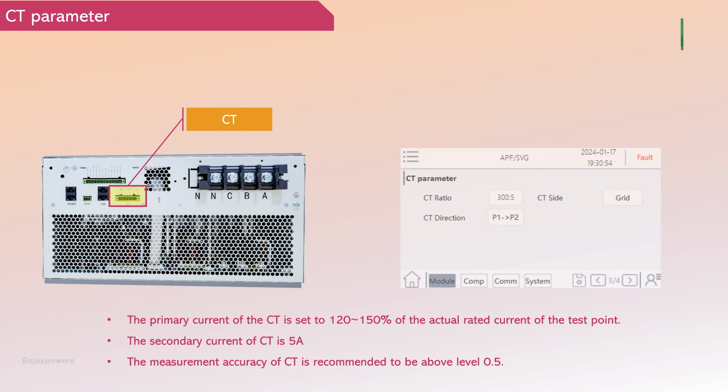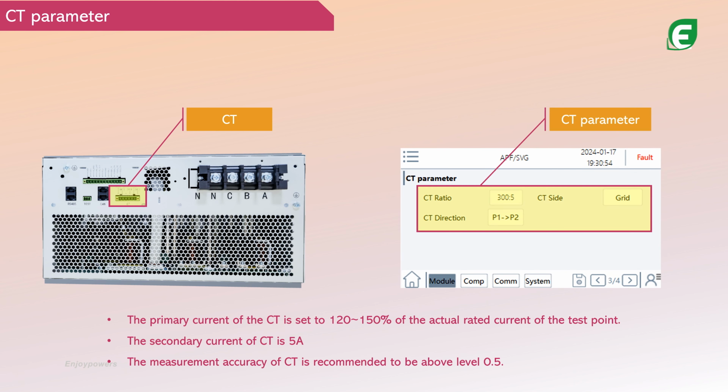In the HMI, you can set the CT ratio, the direction from P1 to P2, and whether the CT is installed on the power grid side or the load side. Please note, the CT's installation position must be accurate, and the CT phase sequence must not be swapped.